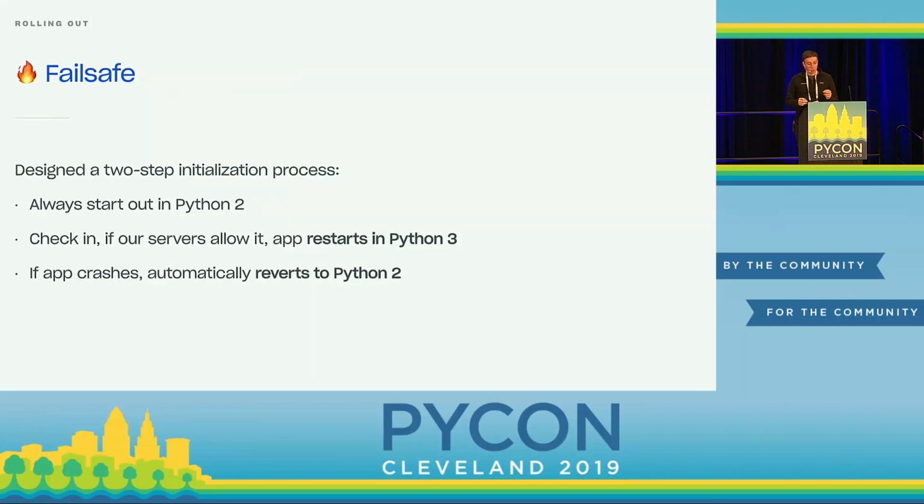So how do we do this? We designed a fail-safe initialization process. We'd always start out in Python 2, and we would check in with our servers and ask, am I allowed to run Python 3? If so, we would restart ourselves in Python 3 mode. That was implemented through a command line flag, so you would launch literally dropbox.exe /py3. If an app crash happened, because the normal initialization is without any arguments, you would always just restart in Py2. So the default was always Python 2, and that ensured that users never remained in a broken state. We also had logic to detect if we crashed repeatedly and then just stop trying for a little while.